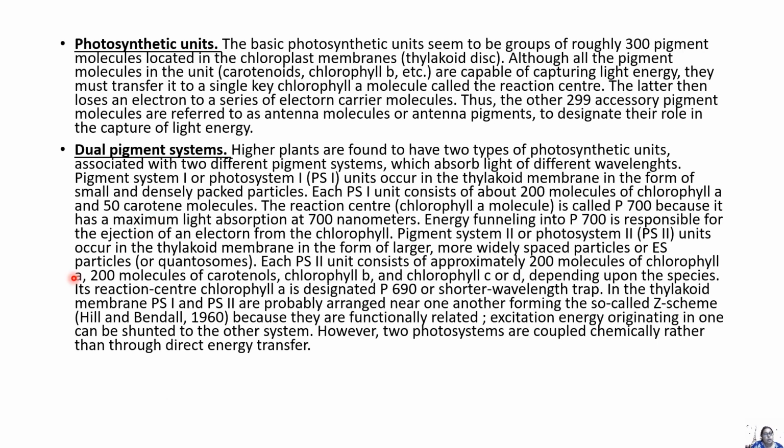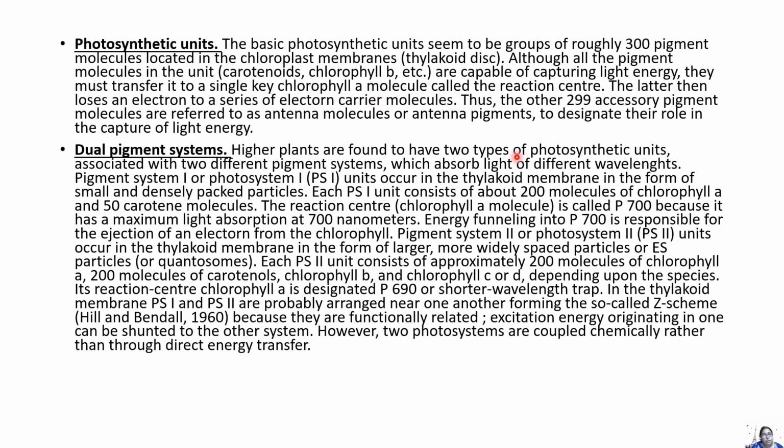Okay. And if we talk about the photosynthetic units, it seems to be a group of roughly 300 pigment molecules located in the chloroplast membrane. There is a thylakoid disc. So although all the pigment molecules in the unit, like carotenoids, chlorophylls, are capable of capturing light energy, they must transfer it to a single key chlorophyll A molecule called the reaction center. So the latter then loses an electron to a series of electron carrier molecules. The other 299 auxiliary pigment molecules are referred to as antenna molecules or antenna pigments to designate their role in the capture of light energy.